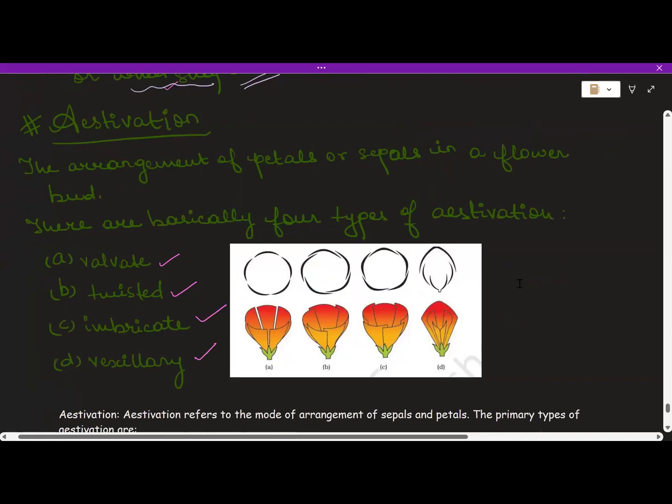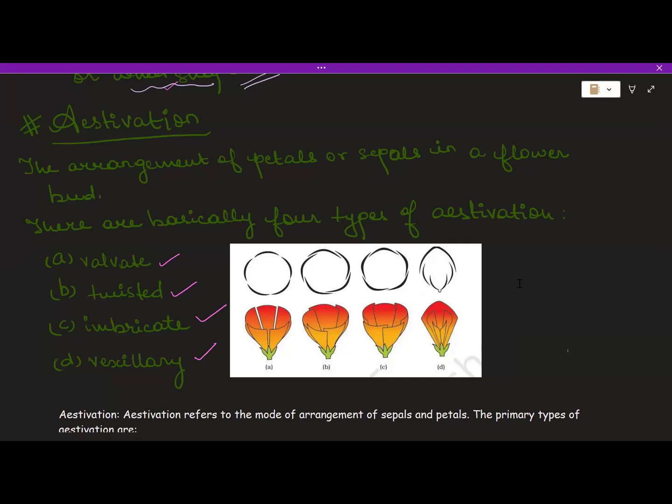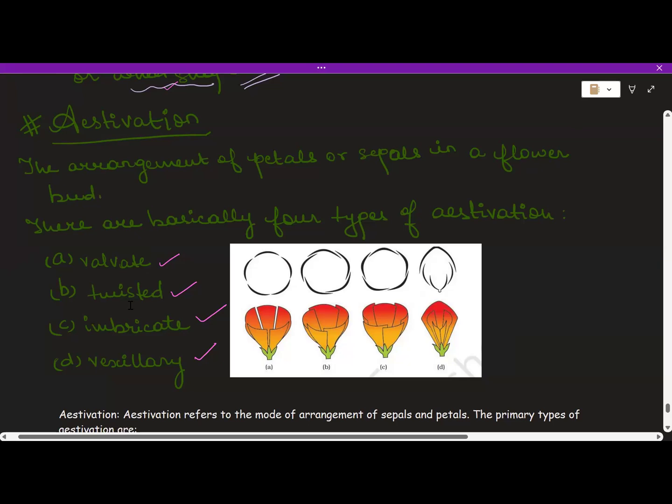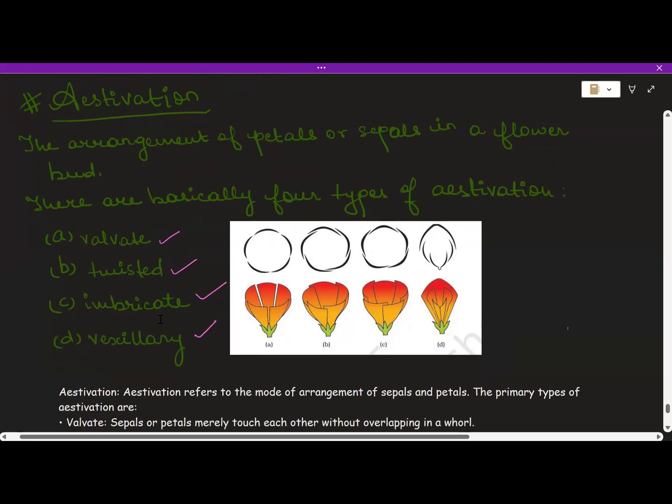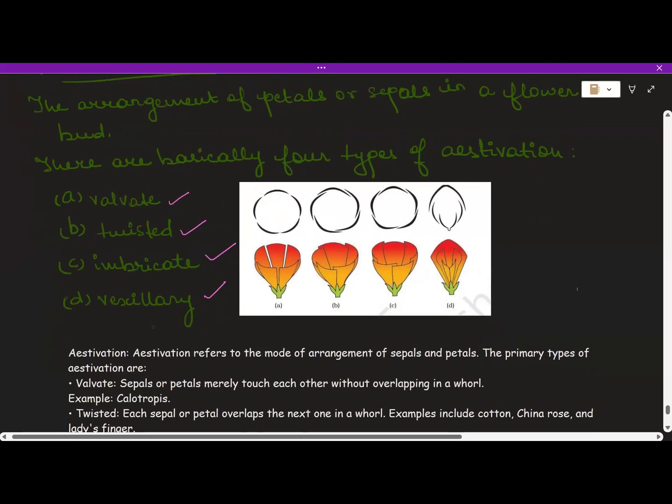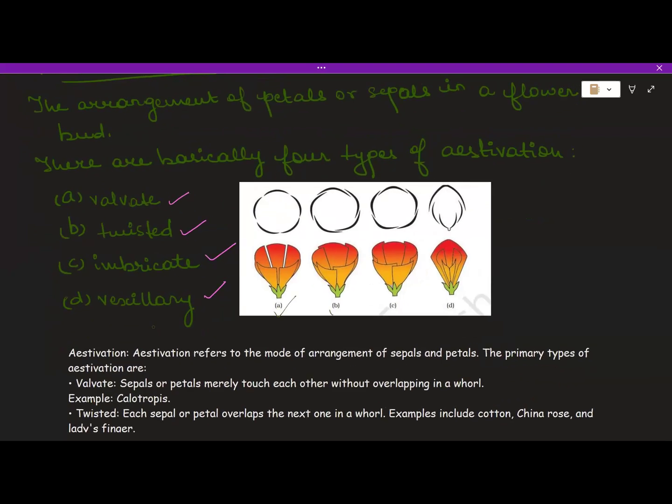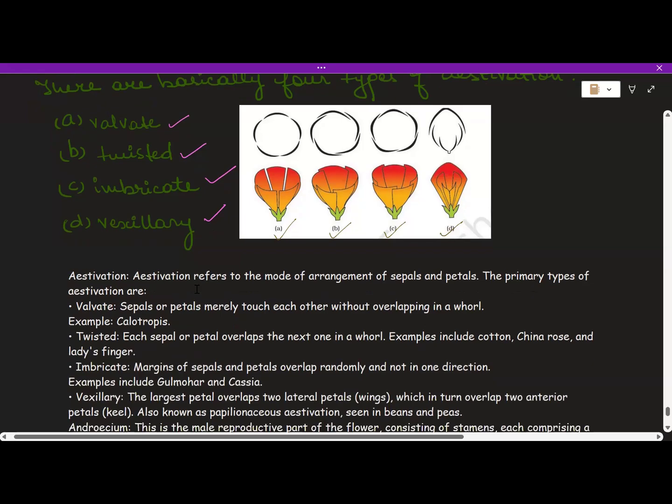Estivation is basically the entire arrangement of petals or sepals in a floral bud or a flower bud. The way the petals or sepals are arranged is called the estivation. All in all, there are 4 different types of estivations present: valvate, twisted, imbricate, and vexillary. Out of all of these pictures, this is the valvate, twisted, imbricate, and vexillary, the basic 4 types of estivations that we have in our syllabus.